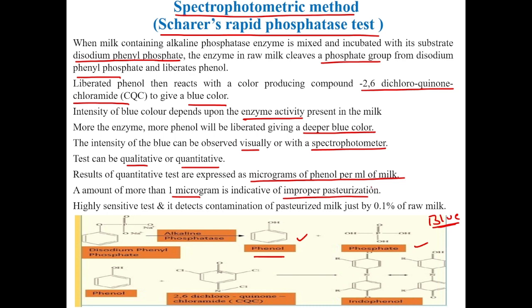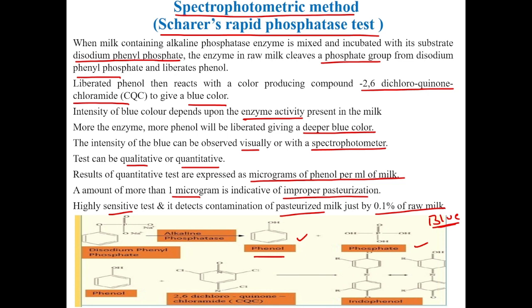A calibration curve we will again prepare in this case also, and this is a highly sensitive test, and it can detect contamination of pasteurized milk by just 0.1% of raw milk. So it's highly sensitive. Even if 0.1% of raw milk is there in the pasteurized milk, this will be able to detect the presence of alkaline phosphatase, or the efficiency of pasteurization.